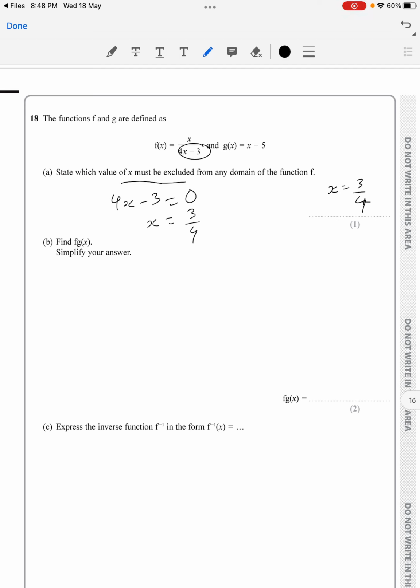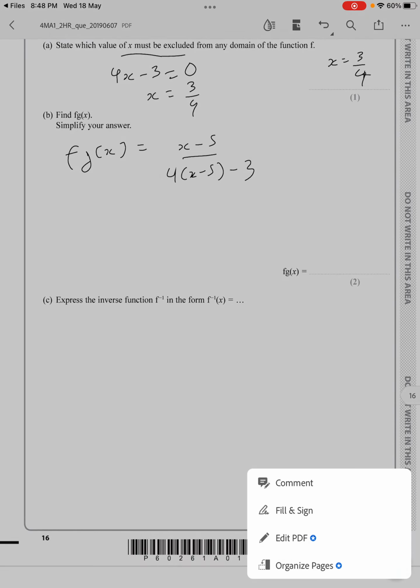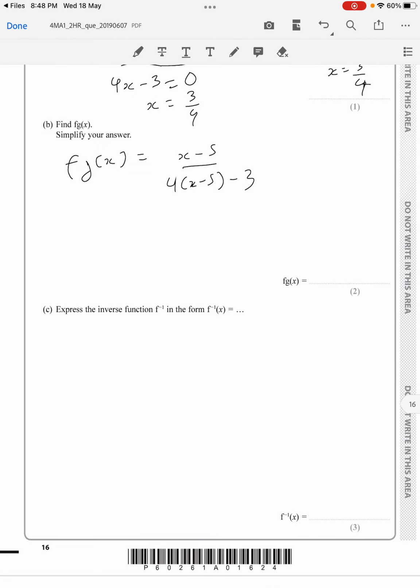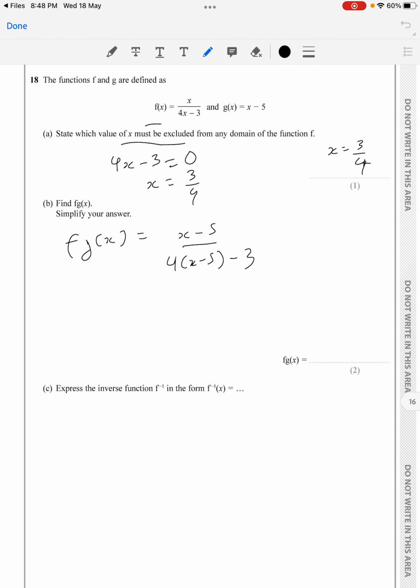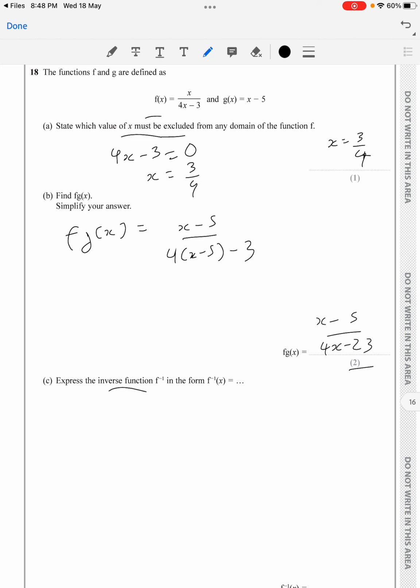Now you have to find fg of x. So what you're going to do is put the value of g of x into the function f of x. So you have fg of x, that is equal to (x minus 5) divided by (x minus 5 minus 3). So you're putting the g of x equation into this equation as well. Based on solving this, you should be getting about (x minus 5) divided by (4x minus 23). That's 2 marks, okay?